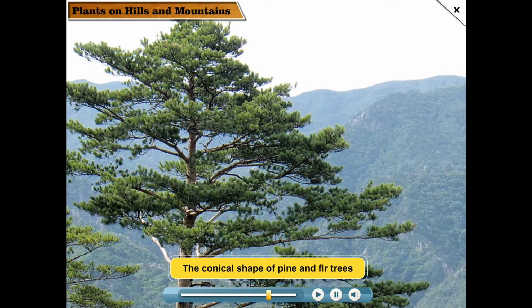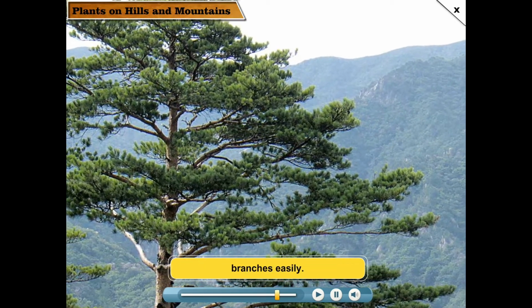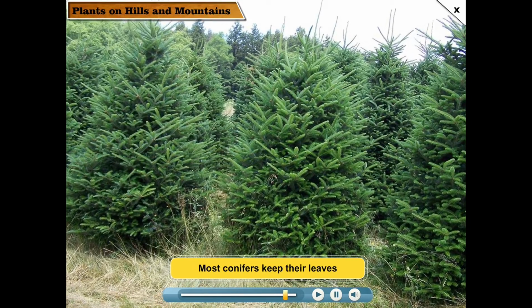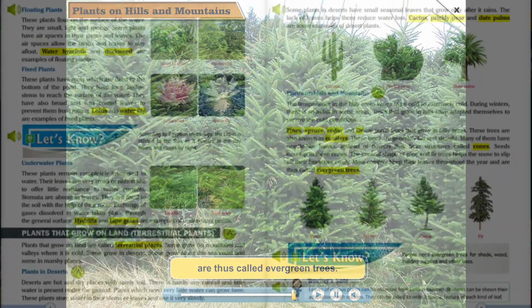The conical shape of pine and fir trees helps the snow to slip off their branches easily. Most conifers keep their leaves throughout the year and are thus called evergreen trees.